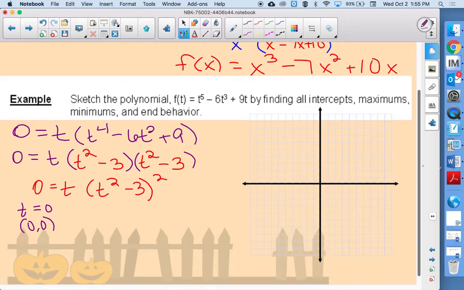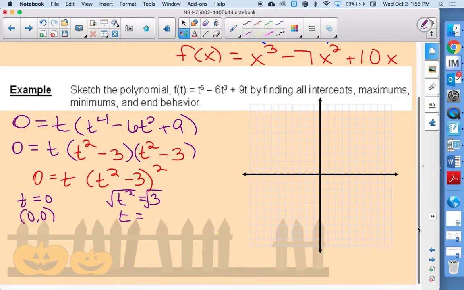The others are from this quantity right here. If I solve that, taking the 3 to the other side, it's t squared equals 3. So we have to take the square root. What happens when you take the square root to solve for something that's squared? Plus or minus. So that means my other intercepts are at the square root of 3, 0.